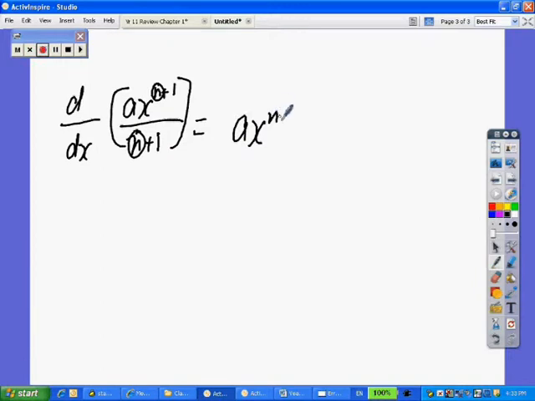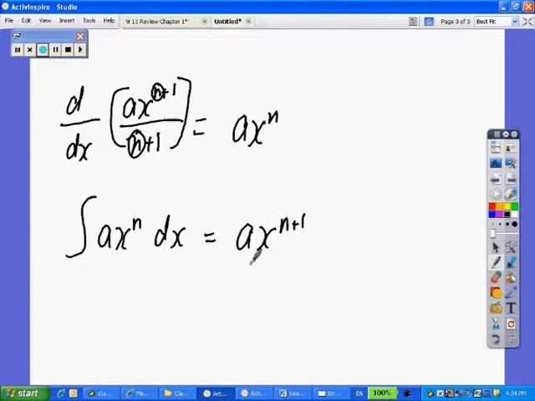So again, working backwards, because we're doing the opposite, if I want to find the antiderivative of ax^n dx, that is going to be ax^(n+1) over n+1. And this is the general rule that we'll use to find most antiderivatives.